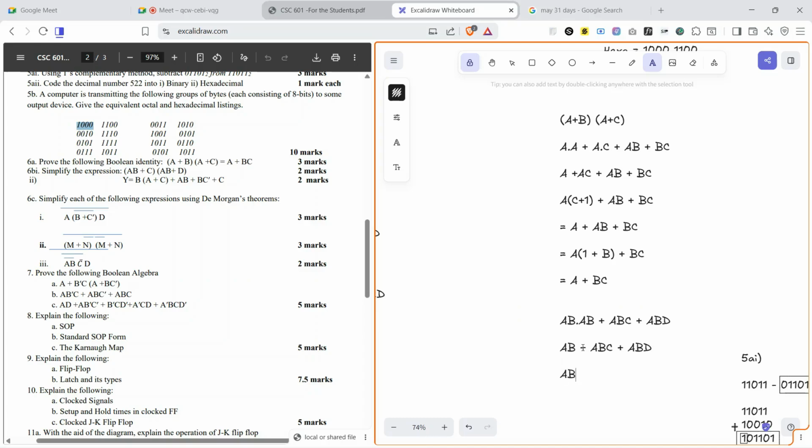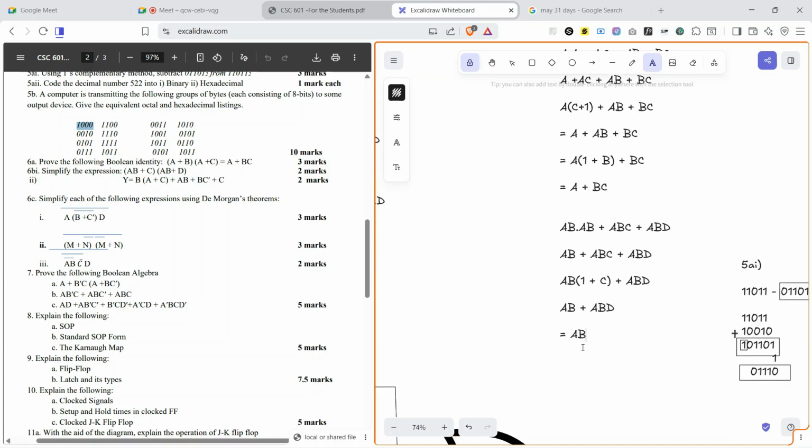So this is AB into 1 plus C, plus ABD. This is 1, so that's AB plus ABD. So this is equal to AB into 1 plus D. So our answer is equal to AB. So the simplification of this is AB.